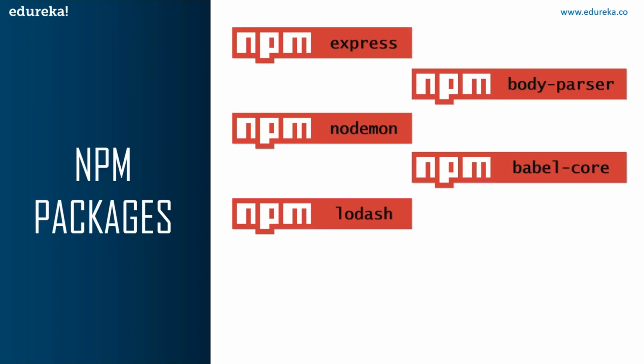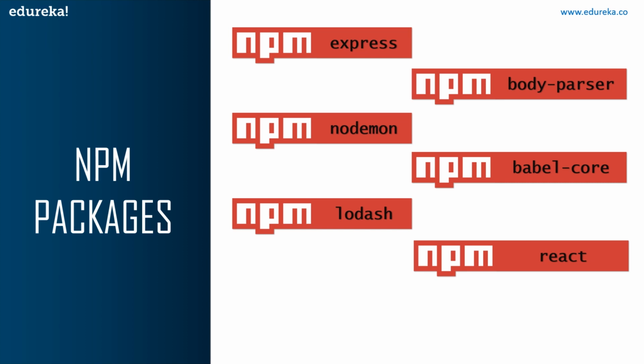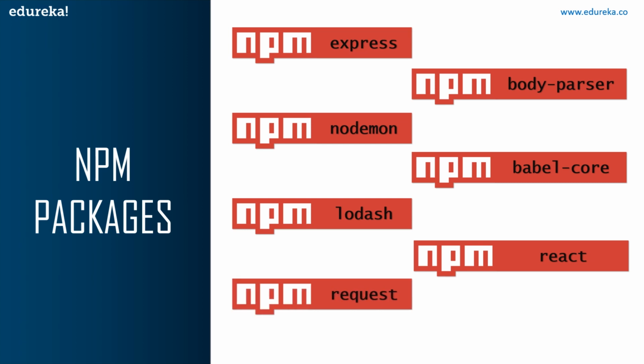So let's talk about the other packages now. Now npm react. This npm react package allows you to create React applications. There are very good React projects and applications available on GitHub, one of them is Create React App. So you can use npm react for those kinds of applications. The other package is npm request. The request package is designed to be the simplest way possible to make HTTP calls. It supports HTTPS and it also follows redirects by default.